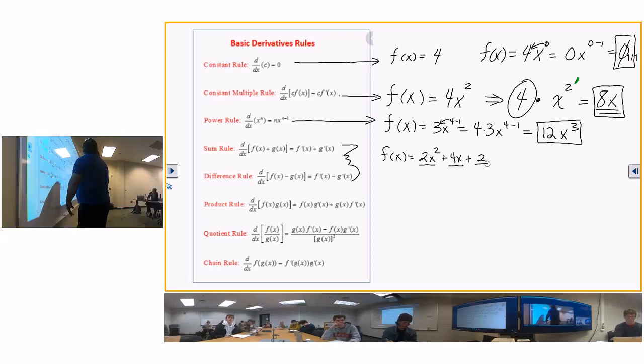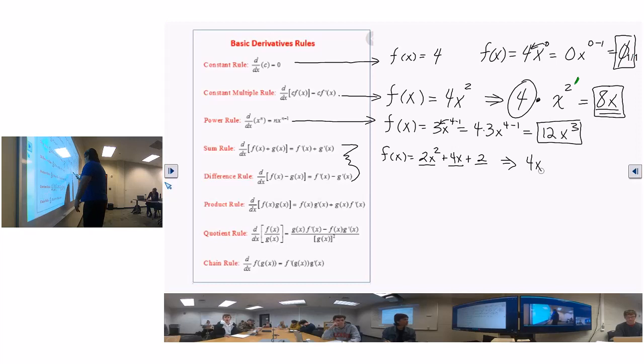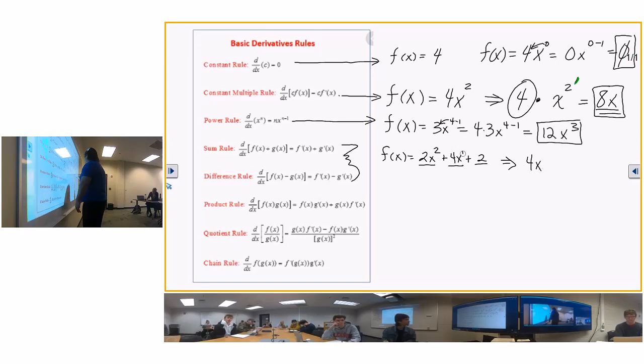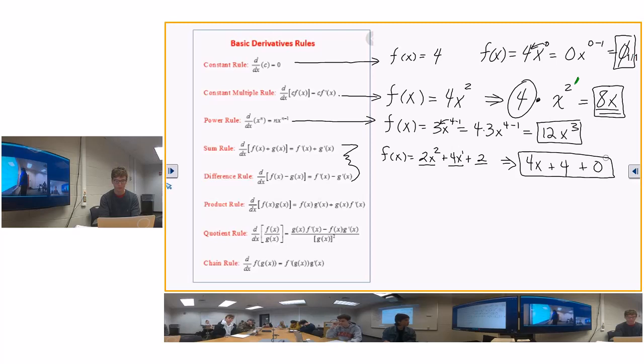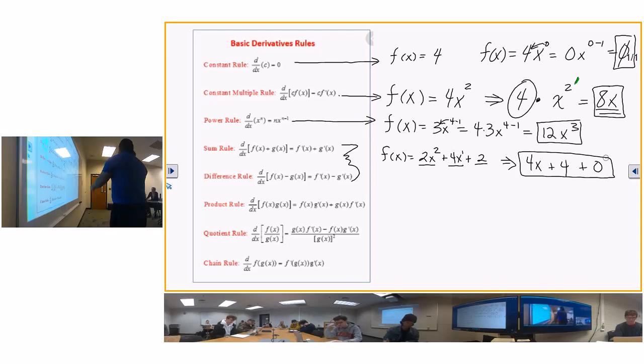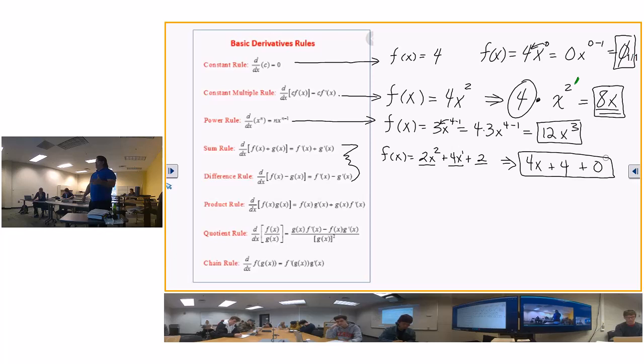Or I can just use my eyeballs and go, okay, this is going to be 4x. And this is going to be 1 times 4, and that's going to be 4. And this is going to be 0. Of course, I don't have to write the 0, but I'm just showing you that those are three terms being added or subtracted. When you have terms that you cannot combine, like terms that are all different from each other, you can just take the derivative of each one using the power rule.